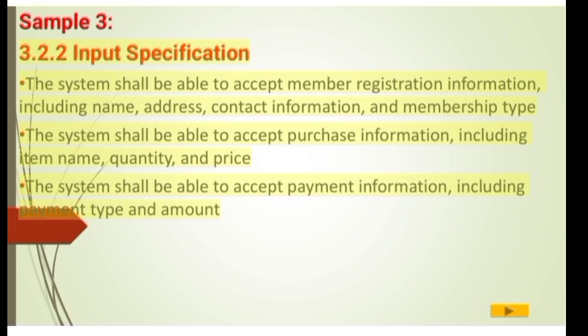3.2.2 Input Specification. The system shall be able to accept member registration information, including name, address, contact information, and membership type. The system shall be able to accept purchase information, including item name, quantity, and price. The system shall be able to accept payment information, including payment type and amount.